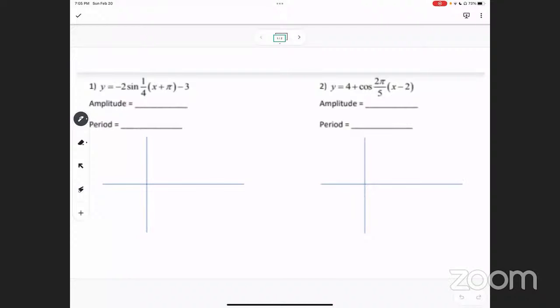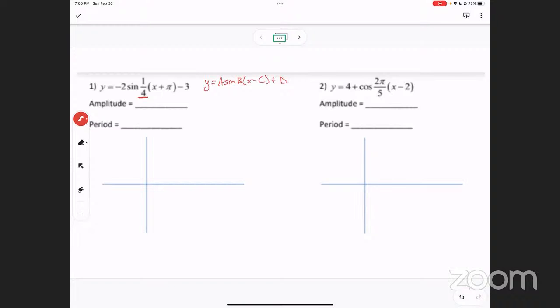I like how your questions are written. That's how I prefer them, where you have the B factored out already. If it's not factored out, I recommend you factor it out. So your equation is y equals a sine b(x minus c) plus d. And a, b, c, and d all help you graph it.